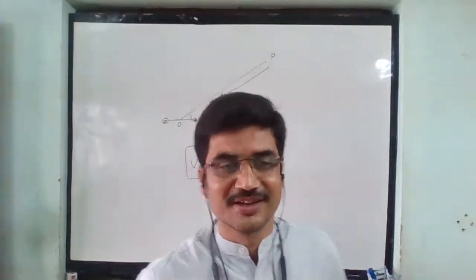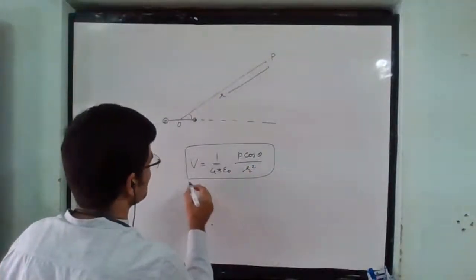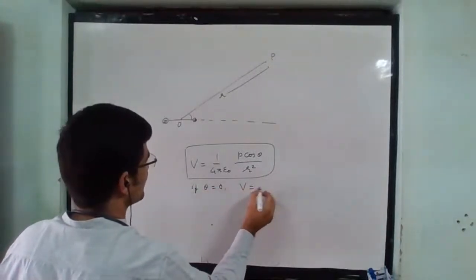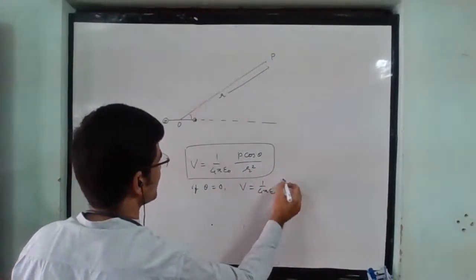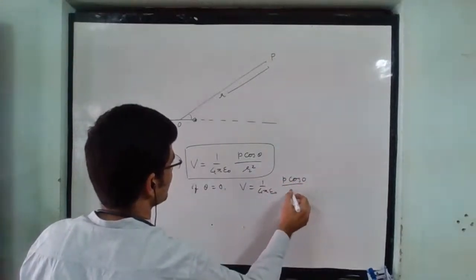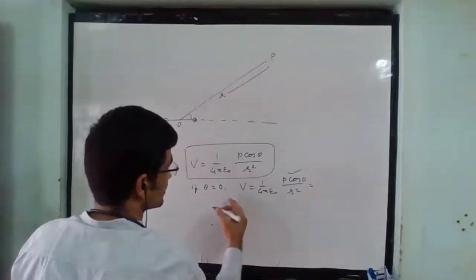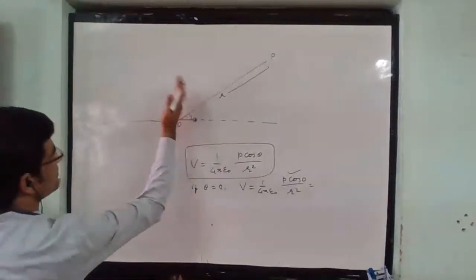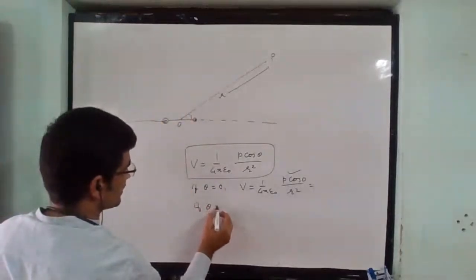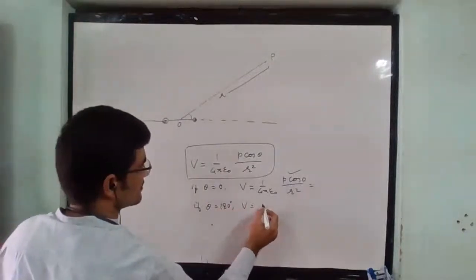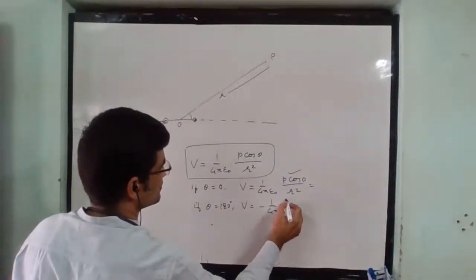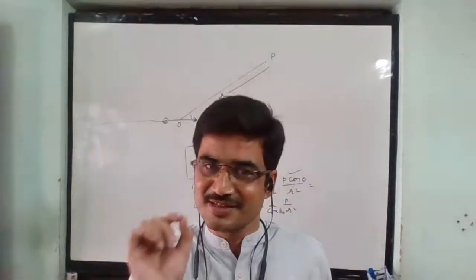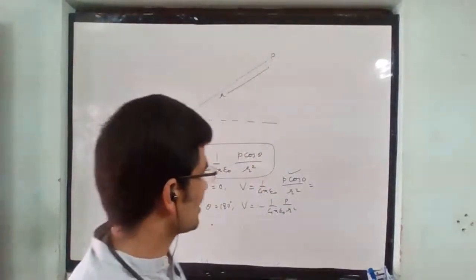And when we have two different positions: when theta is equal to 0, V is equal to 1 upon 4 pi epsilon naught P cos 0, which is the axial position. On the left side, the negative side, this angle will be 180 degrees. So if theta is equal to 180 degrees, we get minus 1 upon 4 pi epsilon naught P, because cos 180 degrees is minus 1. That we saw in the last period.